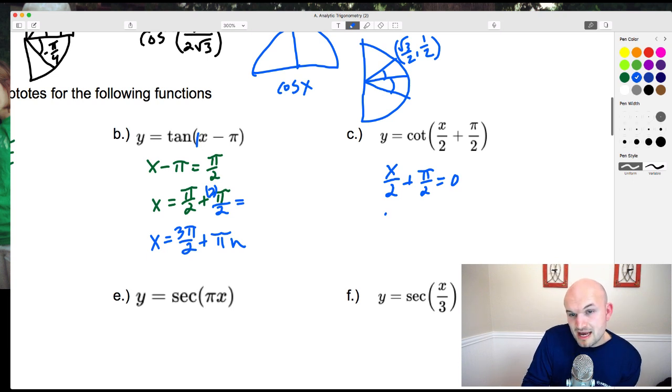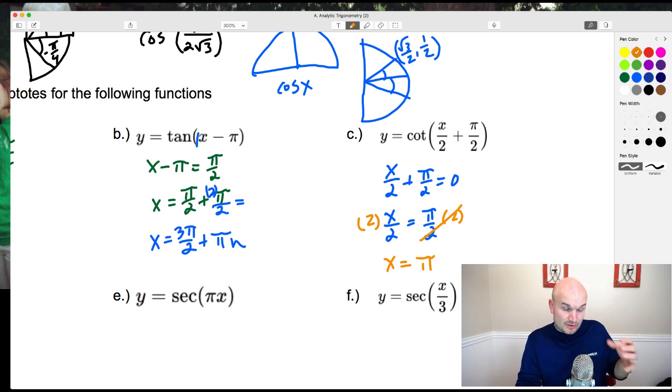So when I subtract pi halves, I get x over 2 equals pi halves, multiply by 2 on both sides, and therefore I get x equals pi. So now, where the parent function had an asymptote at 0, the new function has an asymptote at pi.